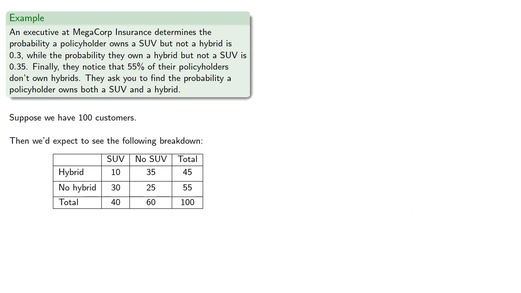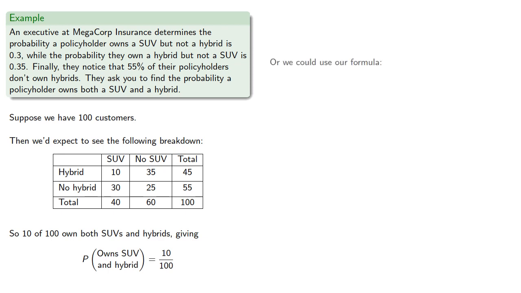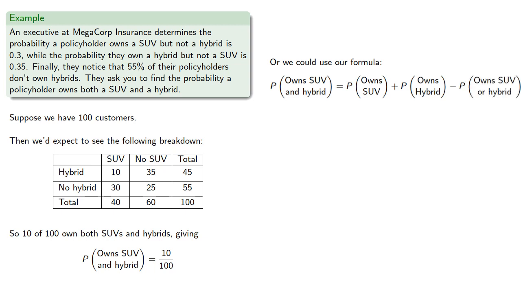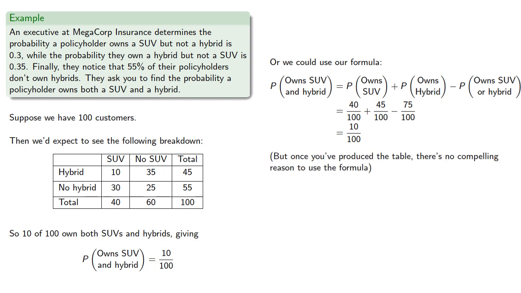And now that we have the contingency table, we can find our empirical probabilities. So 10 of the 100 own both SUVs and hybrids, giving us the empirical probability 10 one-hundredths. Or we could use our formula. So there's two events, someone owns an SUV or they own a hybrid. So the probability of both is the probability of the one plus the probability of the other minus the probability of either. And we can read those probabilities off our table. And here's the thing. Once you've produced the table, there's no compelling reason to use our formula.